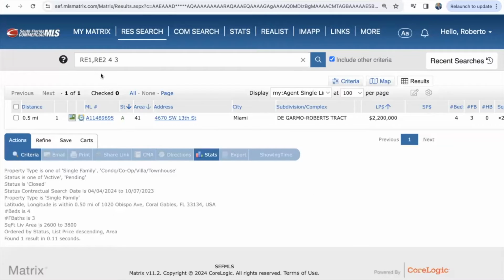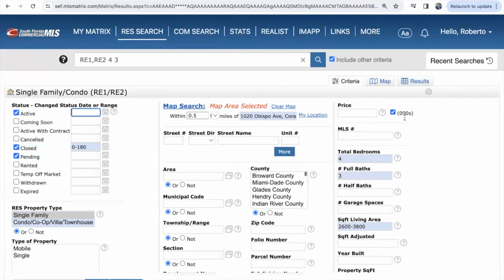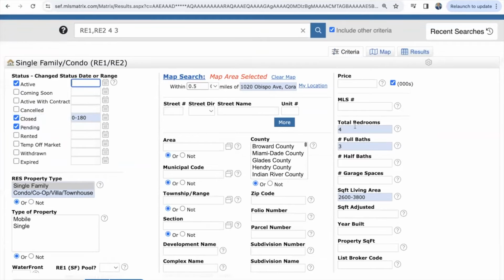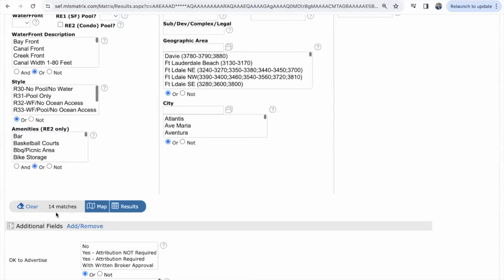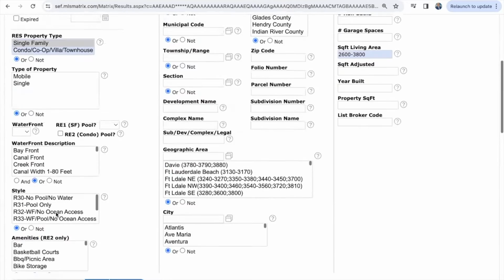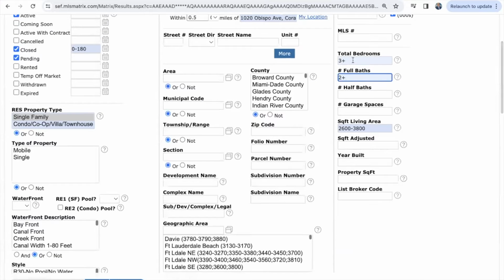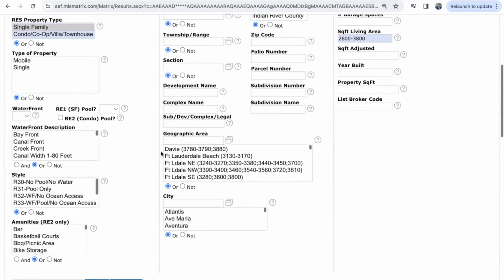Okay, $2.2 million. Now, I'm going to go back to criteria because 1 property is just not enough. And I'm going to drop the bedrooms to 3+ and the bathrooms to 2+. We're going to try and stay within that square foot range. Now we're looking at 14 matches. So you see the difference between doing exact bedrooms and exact bathrooms versus just dropping it by 1 and doing plus. Now let's see the results.